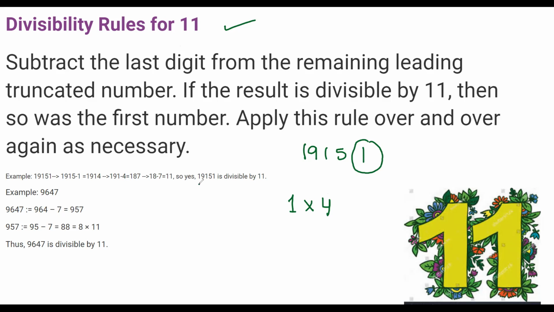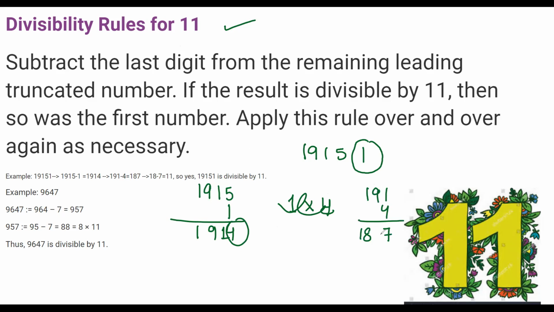So what do we have to do? 1915, and then we are subtracting 1 from this. So what you get? 1914. Now again, 1914. Now again you check the last digit, 4. So you subtract 187. Okay, you can check here only 7 plus 1, 8. So this is 17 times 11, right? So you can check 187 is divisible, right?